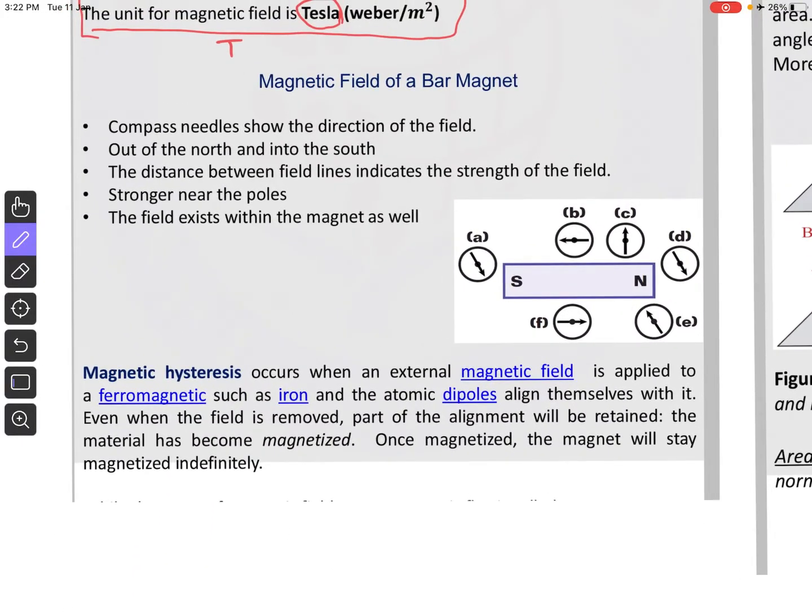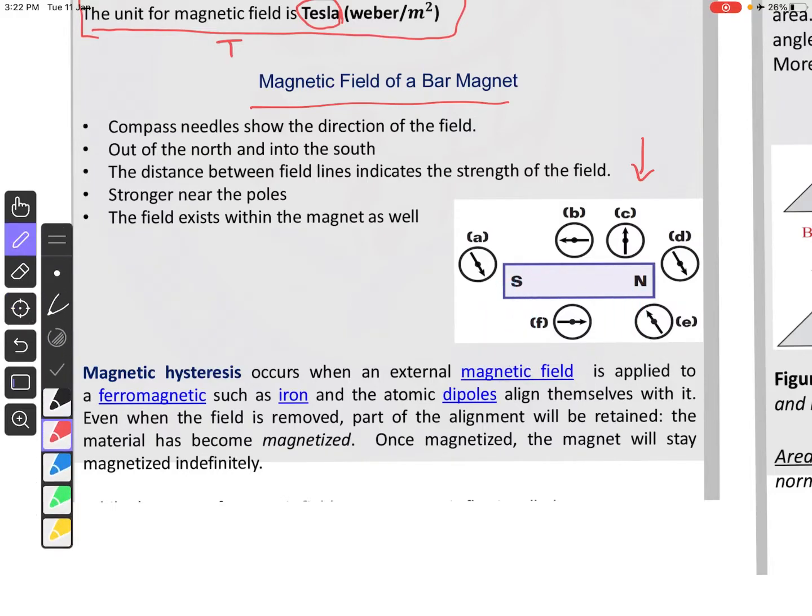Magnetic field of a bar magnet. If you have a bar magnet, how can you indicate the magnetic field? As you see from the figure, we have many compasses over there, and we have a magnet N S, and you already know that magnetic field lines go from N to S. From the up and down, still it's going from N to S. And the arrows show us the magnetic field going from N to S.